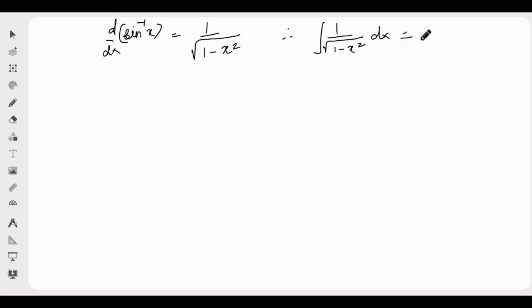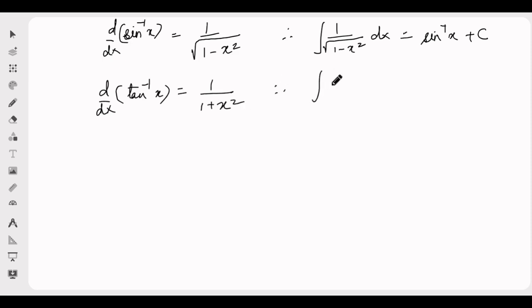Now, similarly, we know that derivative of sine inverse x is 1 upon square root of 1 minus x square. Therefore, integral of 1 upon square root of 1 minus x square dx is equal to sine inverse x plus c. Then derivative of tan inverse x is equal to 1 upon 1 plus x square. Therefore, integral of 1 upon 1 plus x square dx is tan inverse x plus c.